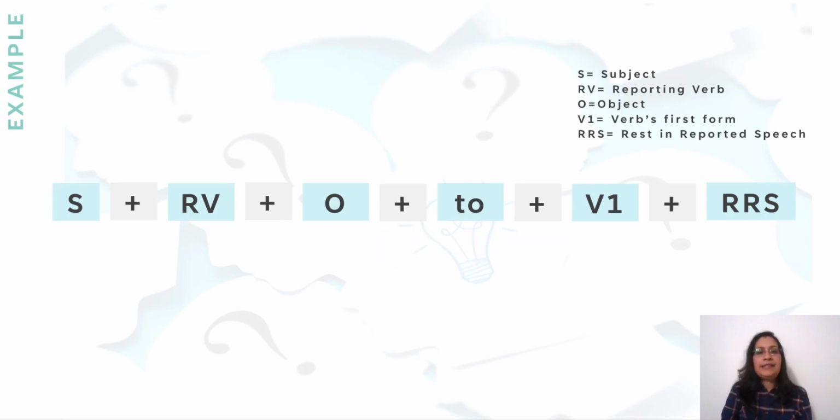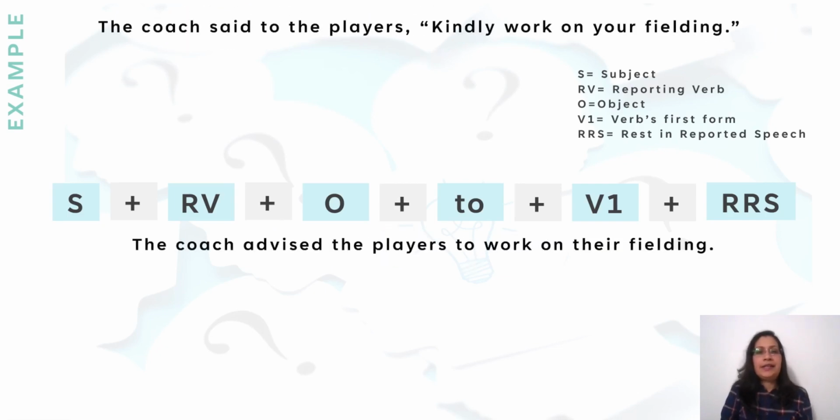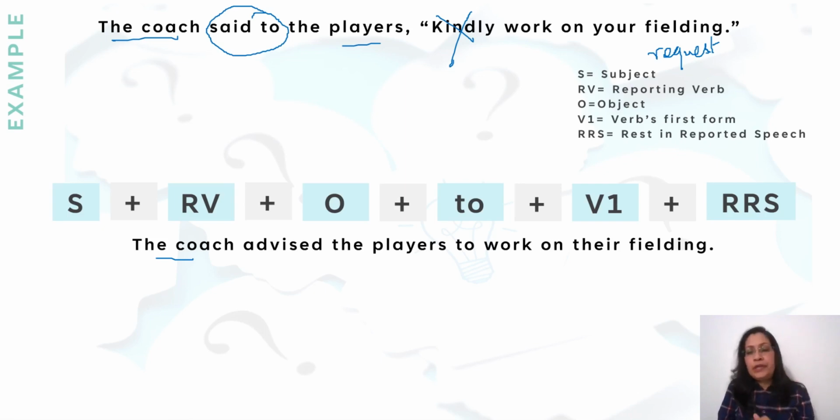Next sentence here is another sentence. The coach said to the players, kindly work on your fielding. This sentence is again expressing a request. So for reported speech, first omit these kind of words, kindly. Then identify subject and object. The coach said to. It can also be an advice. If it is from a coach to the players, you can also use requested. Both are correct here. Requested.